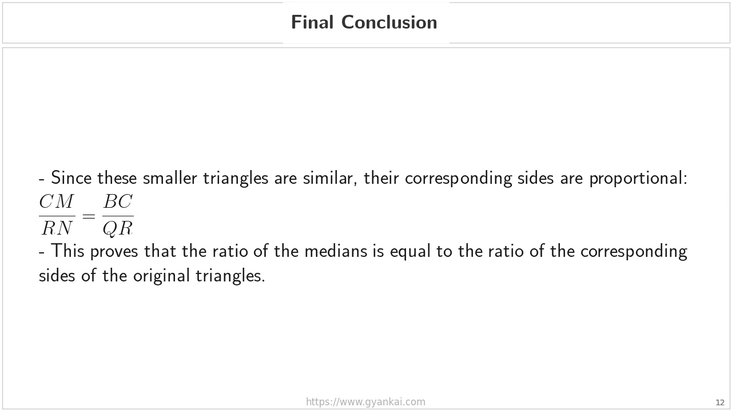If you look closely at what this equation represents, you'll see the beauty of the proof. We have just demonstrated that the ratio of these two medians is equal to the ratio of the corresponding sides of our original, larger triangles. This confirms that the property of similarity extends perfectly from the main sides of the triangle to its medians.